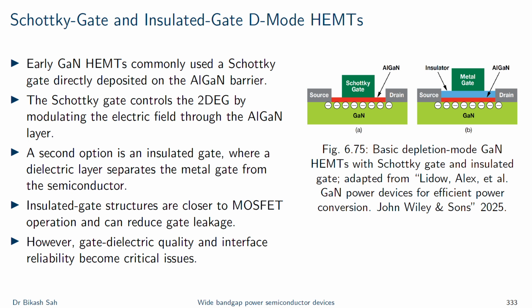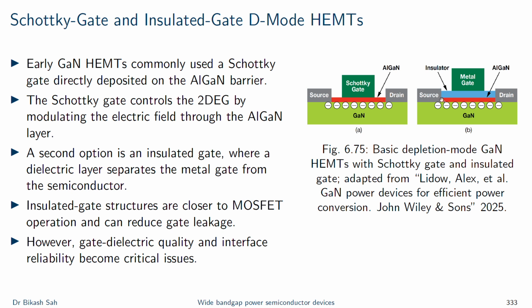The insulated gate HEMT, on the other hand, places a dielectric between the metal gate and the semiconductor, and this reduces the gate leakage and makes the device more like a MOS-like structure. However, when we introduce a dielectric, interface quality becomes critical, which means that traps, fixed charge, dielectric breakdown, and threshold stability become major concerns. This is what is being shown in this figure as well.